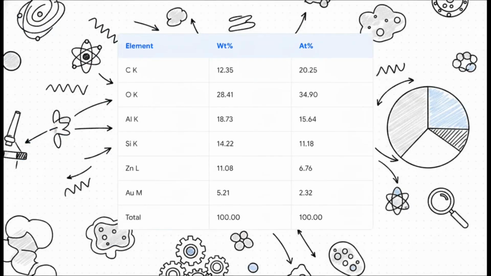And then, boom, the software takes those visual peaks and automatically translates them into hard quantitative numbers. We get a complete breakdown of the elements: carbon, oxygen, aluminum, silicon, zinc, gold. For every single one, we get the exact weight percentage and atomic percentage. Literally in seconds, we've gone from an unknown microscopic speck to a perfectly precise, mathematically exact chemical recipe totaling exactly 100%. It's wildly powerful when you think about it.